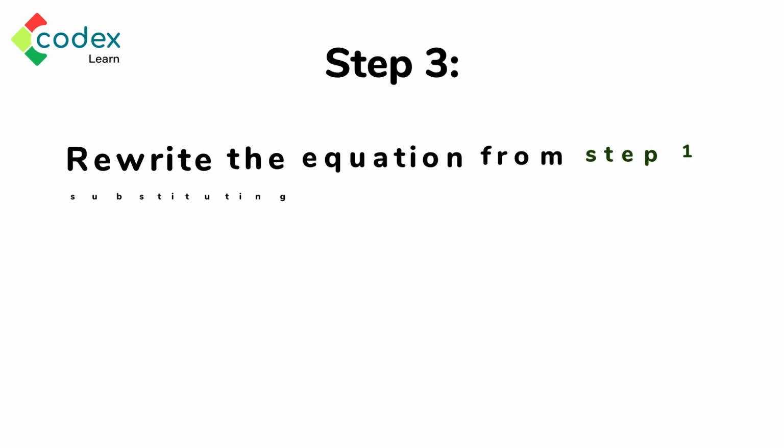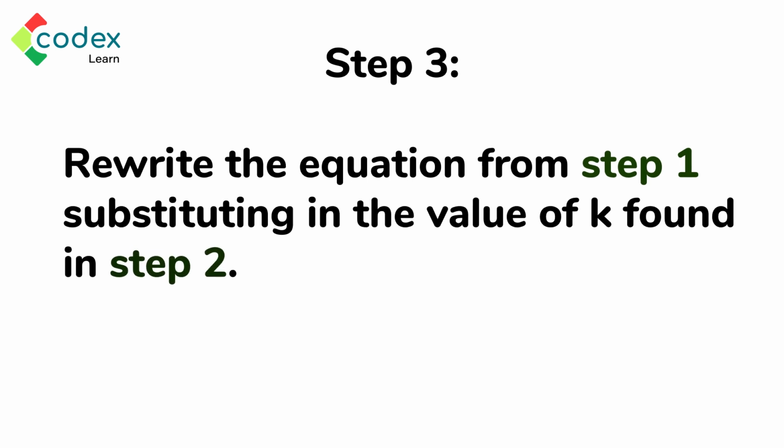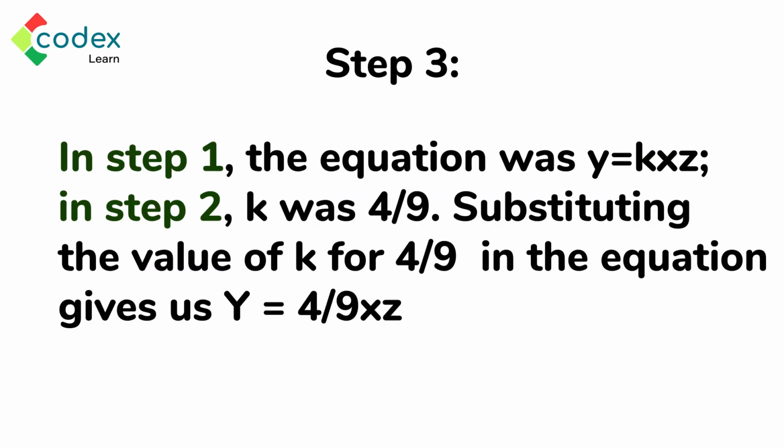Step 3. We write the equation from step 1 by substituting in the value of k found in step 2. In step 1, the equation was y equals kxz. In step 2, k was 4 over 9. Substituting the value of k for 4 over 9 in the equation gives us y equals 4 over 9 xz.